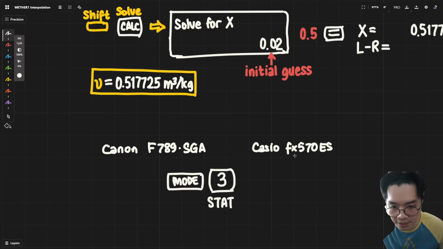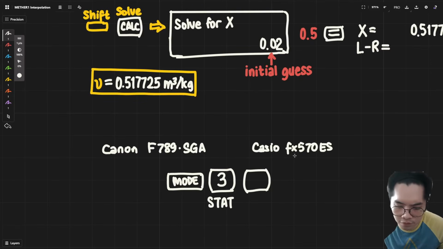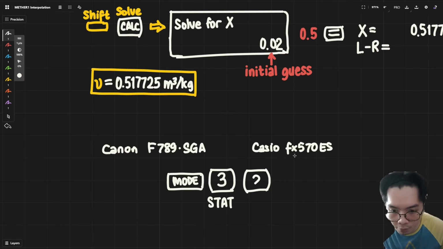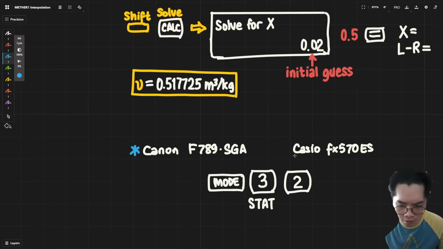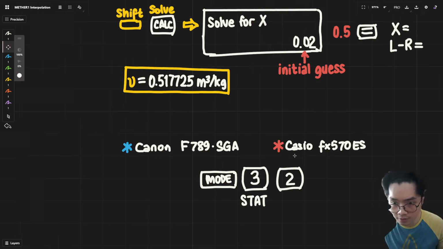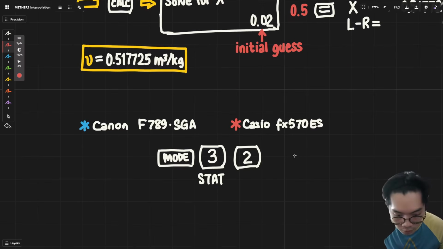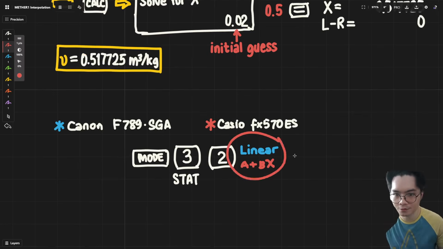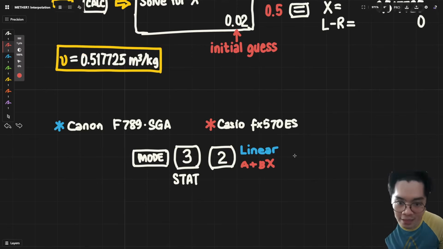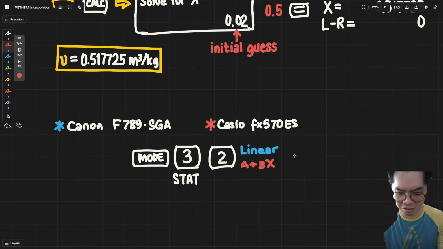So for the Canon F789 SGA, or actually for both of them, honestly, you can just look at number 2. Number 2 for the Canon F789 SGA, let me put this with the color blue. And for the Casio, I'll put this with the color red. For the Canon, it looks like lin. Lin stands for linear. And for the Casio, it looks like A plus B X, which both of them, look at that, are describing linear statistics.